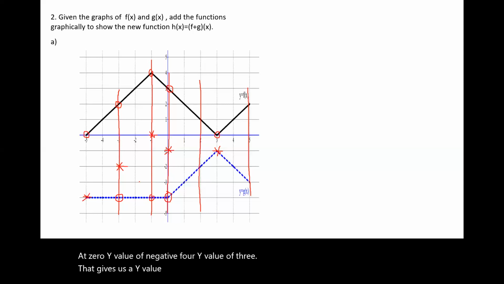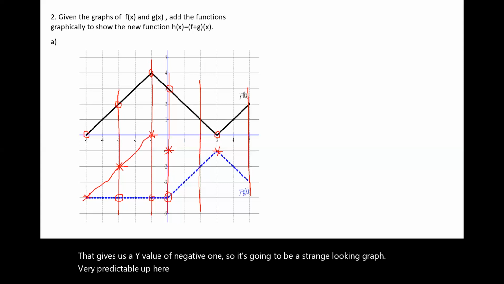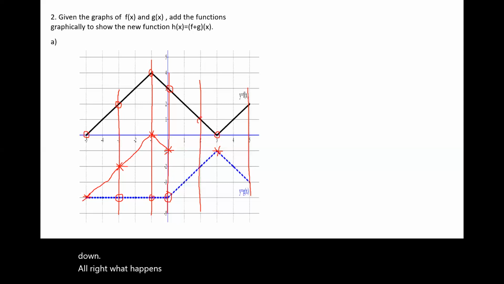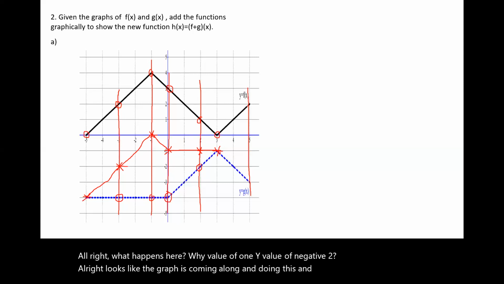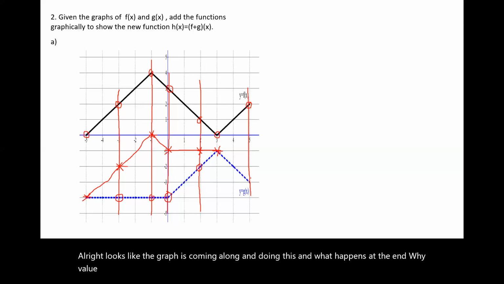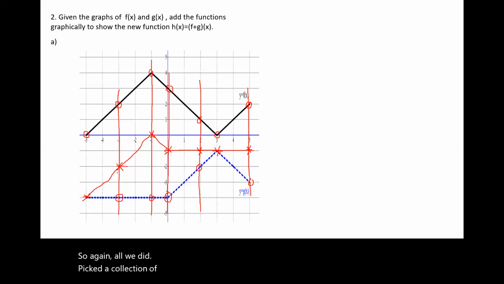So this is going to be a strange looking graph. Very predictable up here because both shapes are quite consistent, and then we're coming down. All right, what happens here? Y value of 1, y value of -2. All right, looks like the graph is coming along and doing this. And what happens at the end? Y value of 2, y value of -3. That gives us another y value of -1. So again, all we did was pick a collection of points, calculate the y values, and add them together. And that's how we graph the new function.